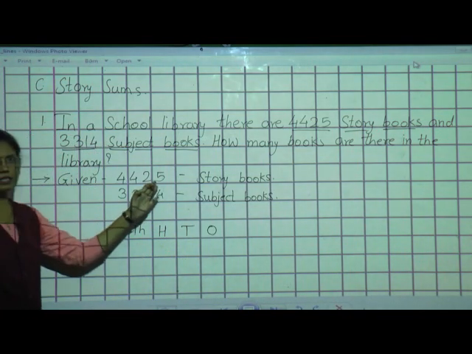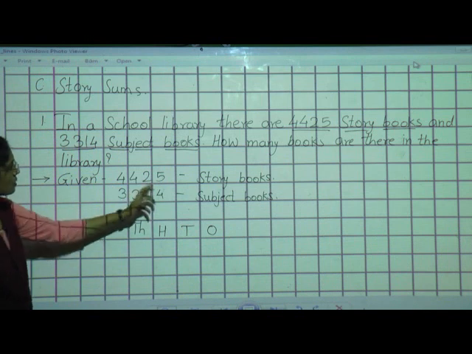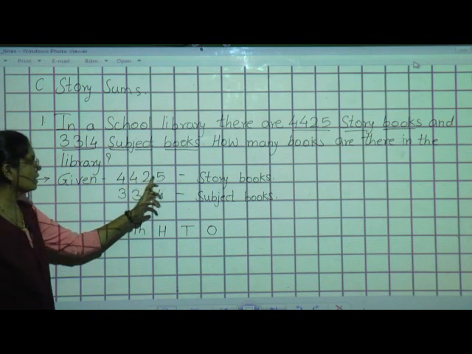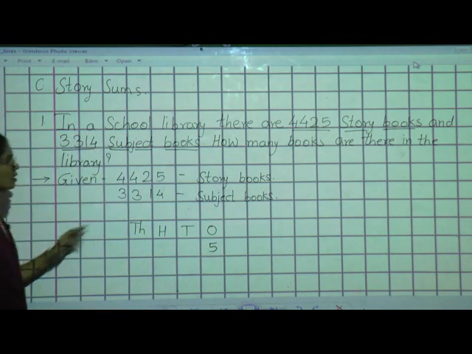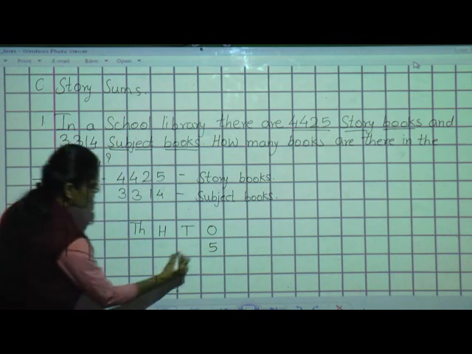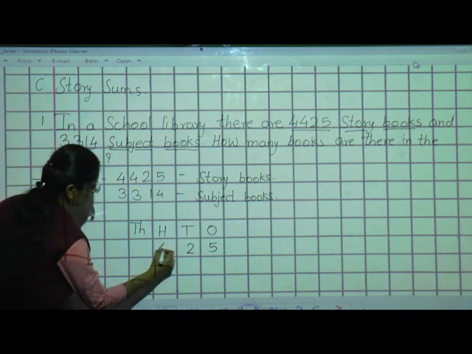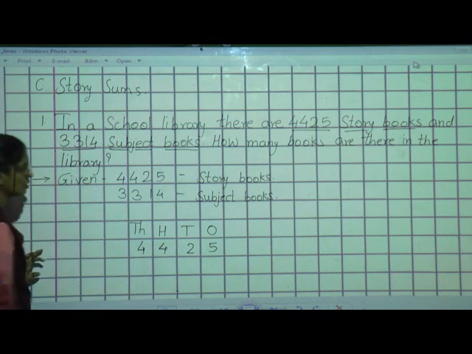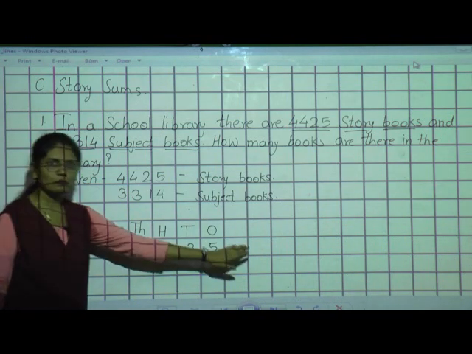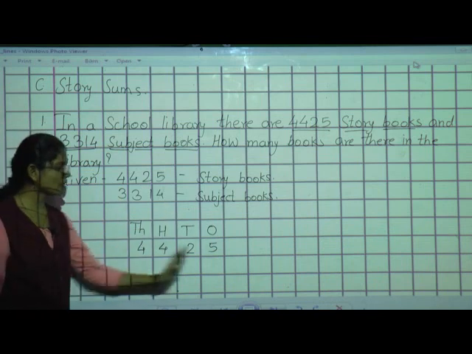Now we will put these numbers in the place value chart. Now see here, the first number is 4,425. At ones place here 5 is there. At tens place here 2 is there. See the hundreds place, here 4 is there. And if we see the thousands place, here 4 is there. These are the story books.